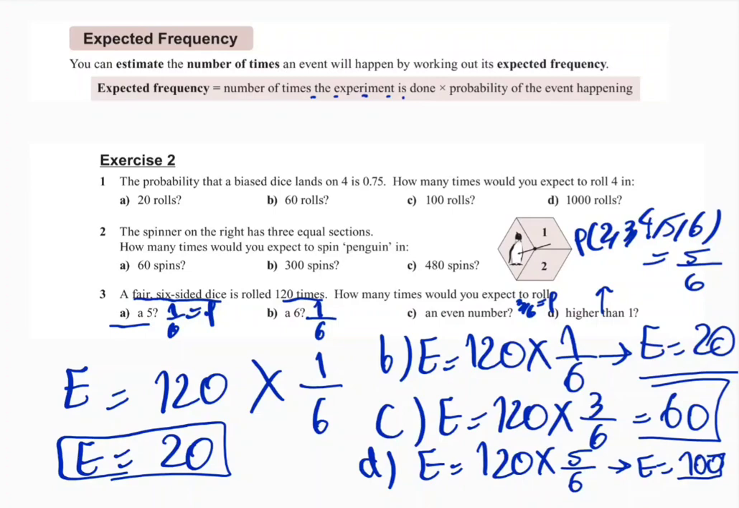So that's basically how we can do questions like this, which are all about expected frequencies.